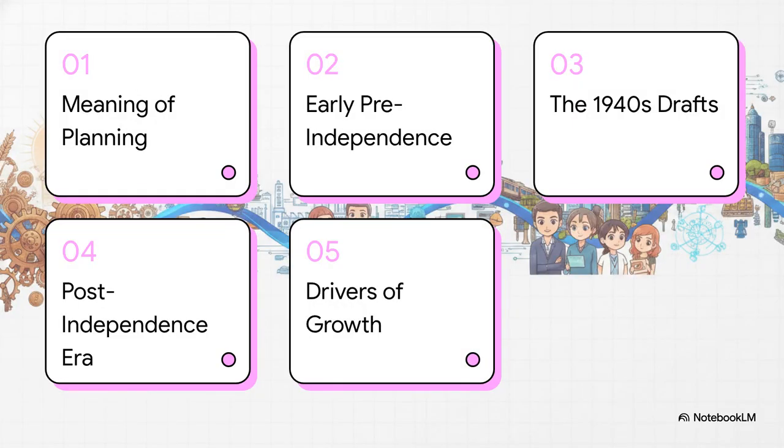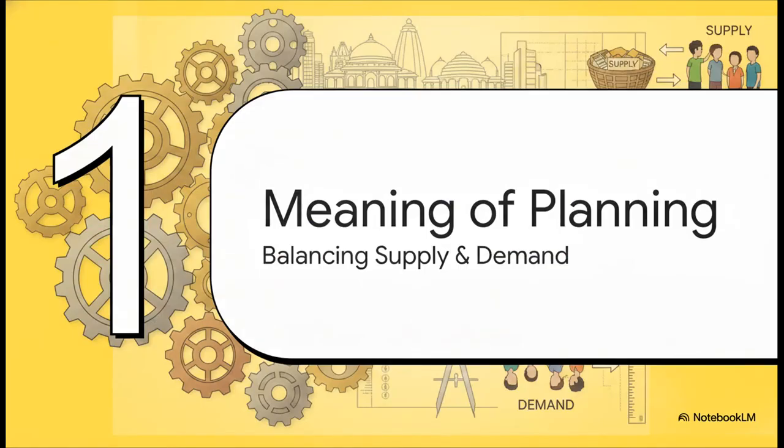To really understand this, we're going to journey chronologically through 5 key milestones. First, the meaning of economic planning. Second, early pre-independence visions. Third, the economic drafts of the 1940s. Fourth, the post-independence era. And finally, the drivers of economic growth. All right, let's kick things off with milestone number 1, the meaning of economic planning.